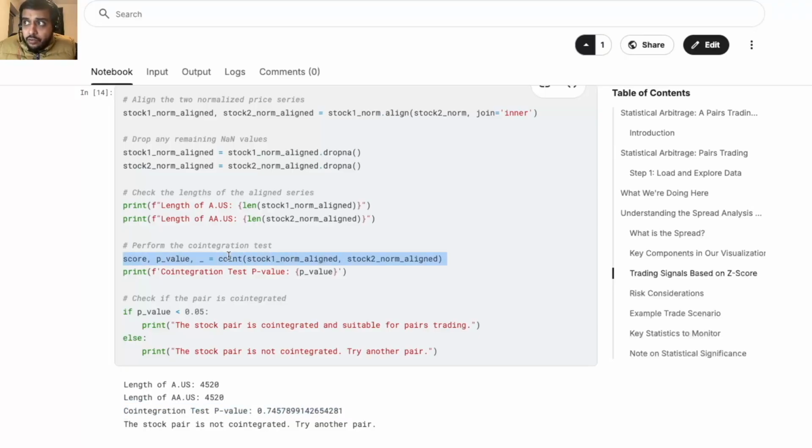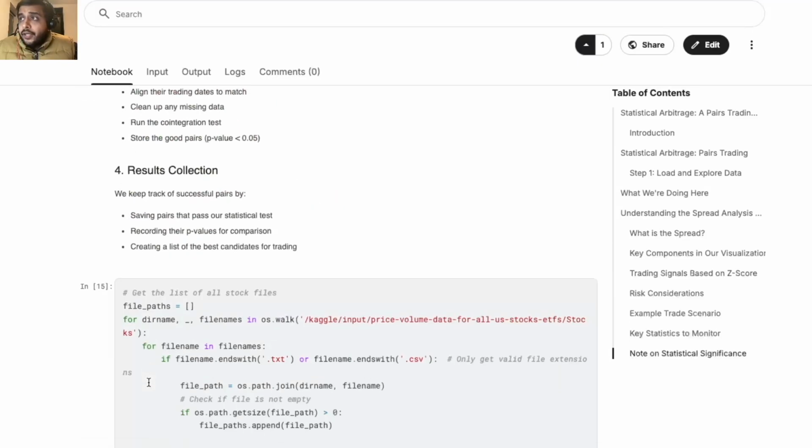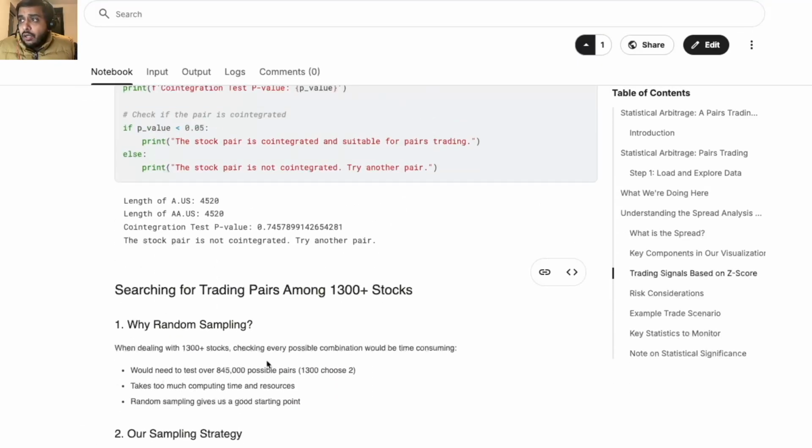It's just a function coint, and we put the two time series together and get the p-value. And if the p-value is less than 0.05, then we choose those stocks as a candidate for our pair trading. Next, we have about 1300 stocks in this data set. So we randomly select 100 pairs because of the computation, and then for each pair we do the same process.